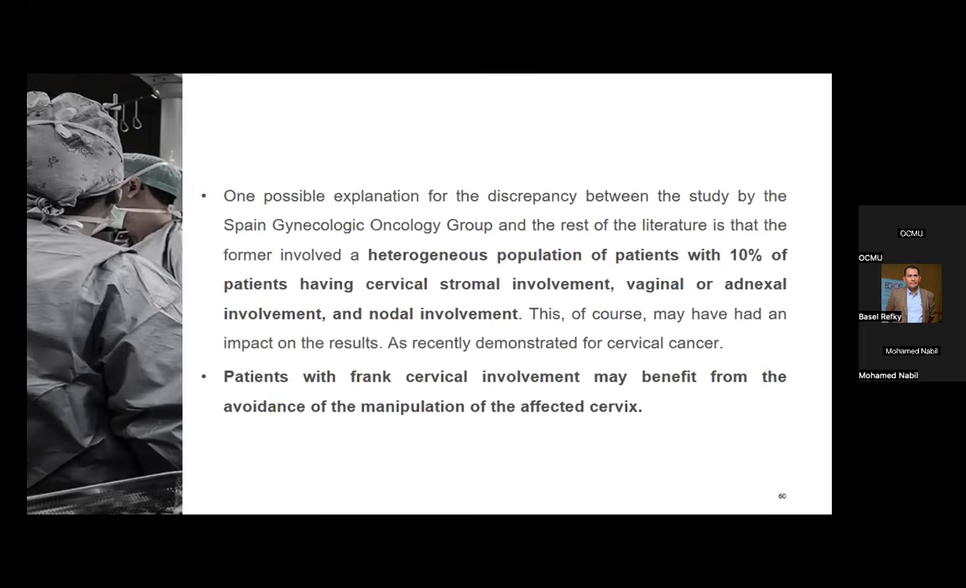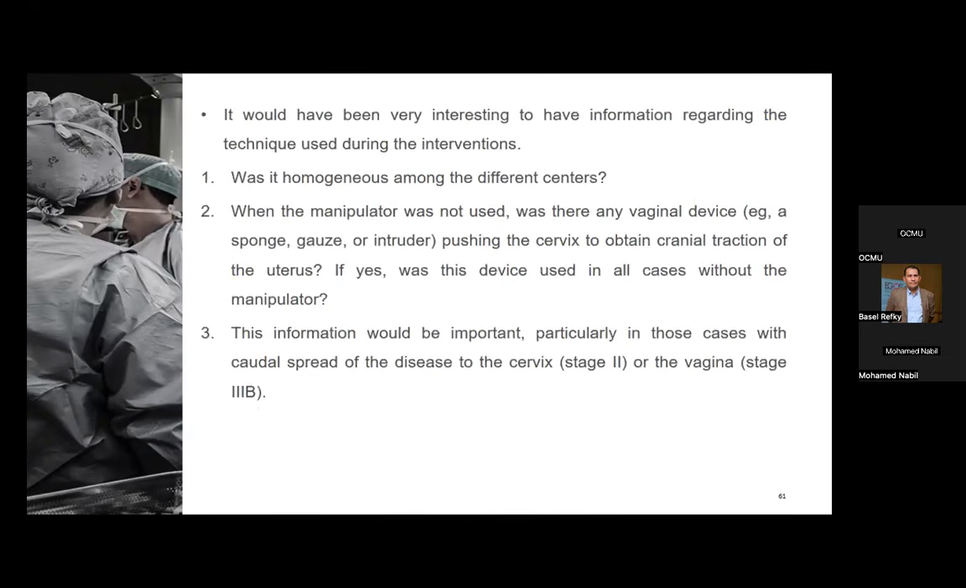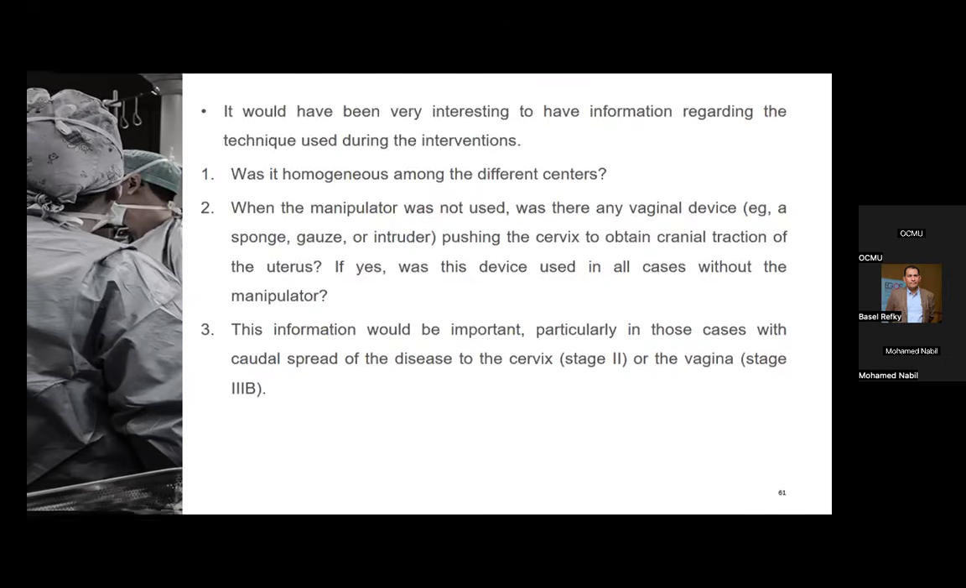Patients with frank cervical involvement may benefit from avoidance of manipulation of the affected cervix. We don't know whether all these patients didn't use the manipulator. Of course, if you use the manipulator with cervical involvement, it's much, much worse. So they also have some questions about the study: was it homogeneous among the different centers? When the manipulator was not used, was there any vaginal device pushing the cervix to obtain cranial traction of the uterus? If yes, was this device used in all cases or not? This information would be important, particularly in those cases with caudal spread to the cervix. So the fight continues between the manipulator and the non-manipulator group.